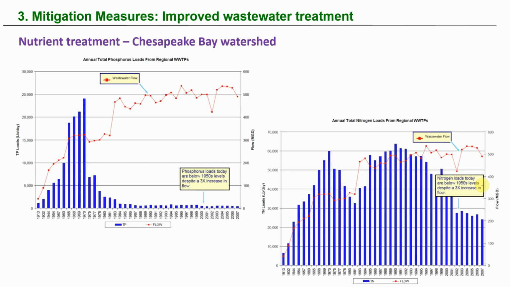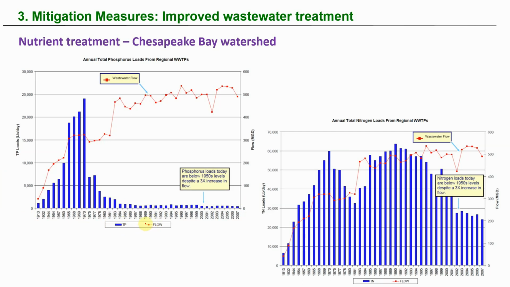Other mitigation measures that have taken place are improved wastewater treatments. One of the most spectacular examples of this is nutrient treatment that's taken place in the Chesapeake Bay watershed on the eastern seaboard. So on this figure here, on the x-axis we have time. The blue is total phosphorus, and the red is flow.